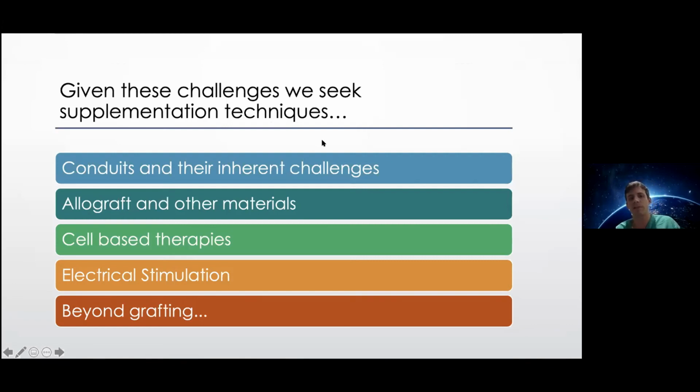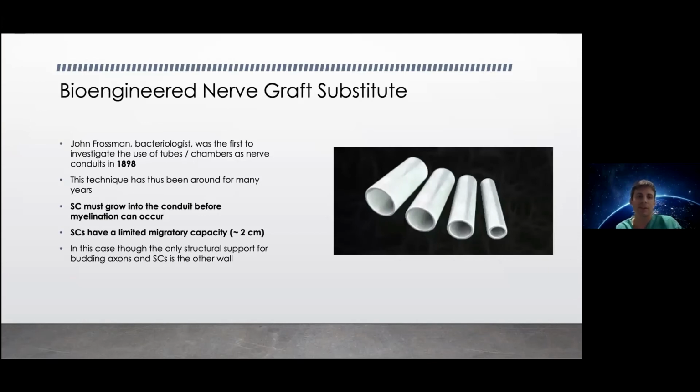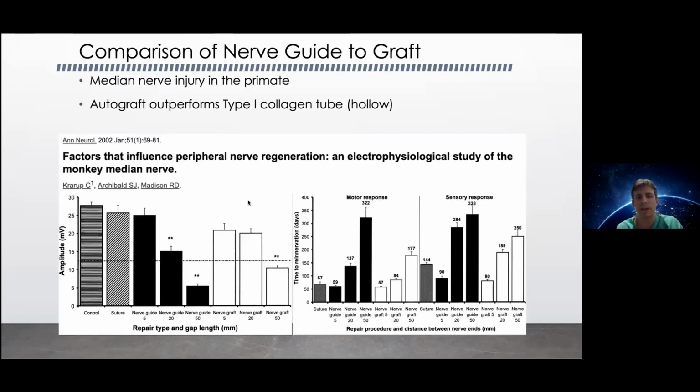What are the ways we can supplement repair? Well, there are these axon guidance channels. These are hollow tubes that were first introduced a really long time ago. Hollow tubes are difficult for the patient or animals to recover with because the Schwann cell has to migrate into the tube, and Schwann cells have limited migratory capacity without any kind of biochemical promotion. And that has to occur before myelination. So really, these are probably not well suited in repair unless you're talking about a really small gap.